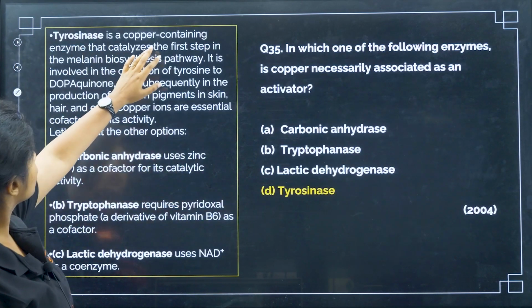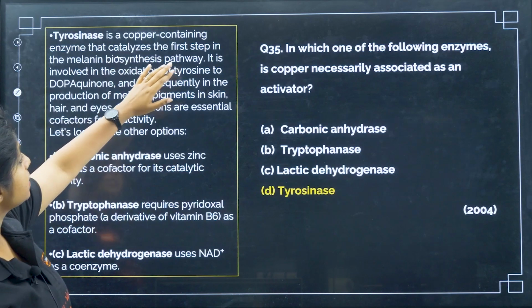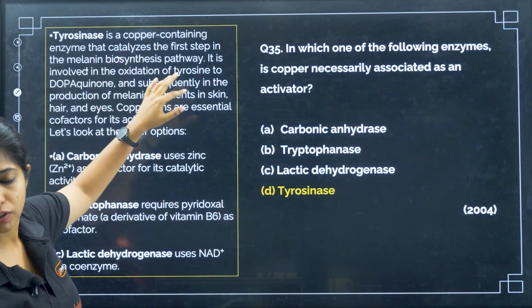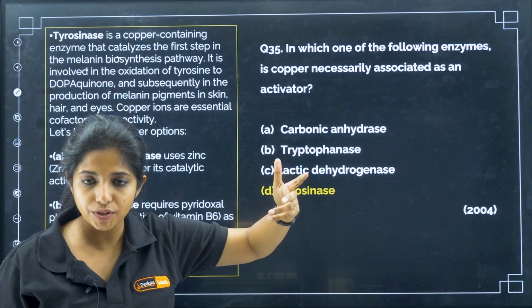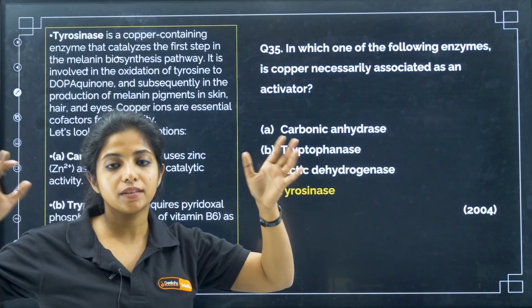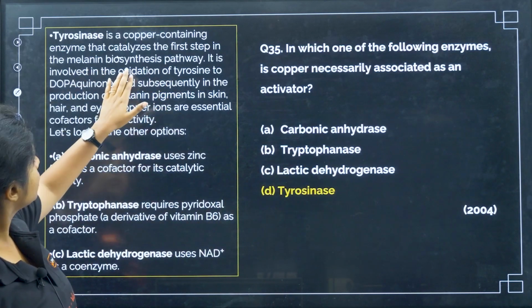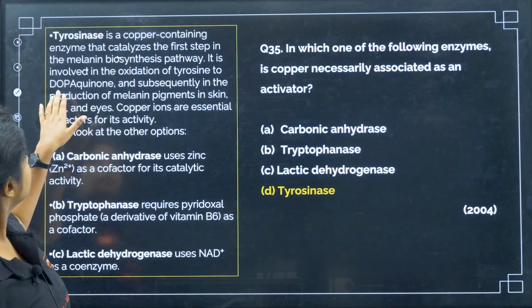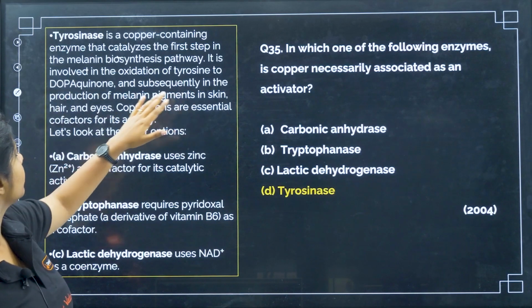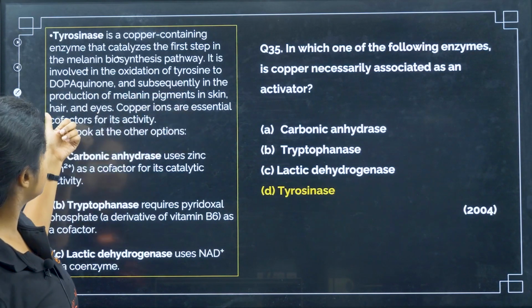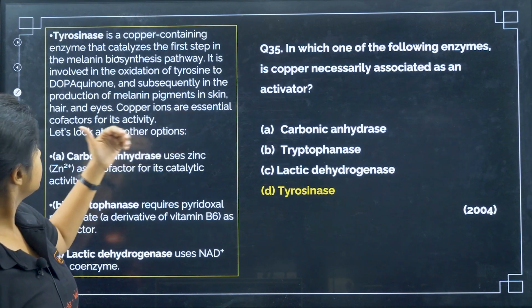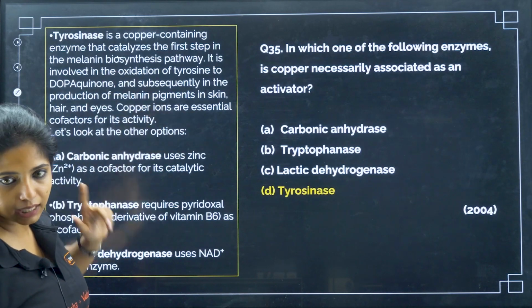Tyrosinase is a copper-containing enzyme that catalyzes the first step in melanin biosynthesis. Melanin is produced with the help of tyrosine. So tyrosine has to convert into something and this something has to convert into melanin. That's how things work. It is involved in the oxidation of tyrosine to DOPA quinone and subsequently in the production of melanin pigments in the skin, hair and eyes. Copper ions are essential cofactors for this activity.